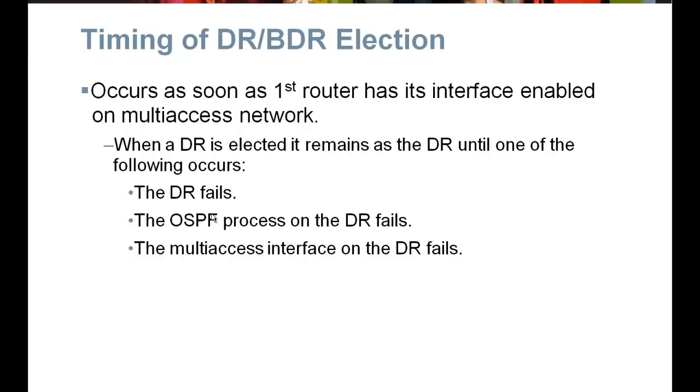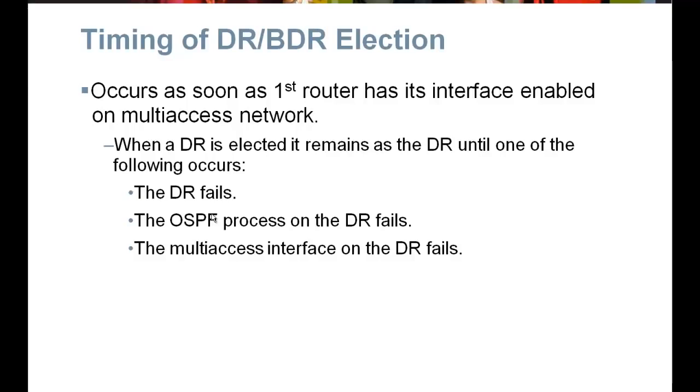I can change his priority to 10 or anything, something higher, but it won't happen because the election occurs right off the bat. And once a designated router is elected, he remains the designated router unless he fails, the entire router dies, or the OSPF process fails, like when I do the clear IP OSPF process, or for some reason the multi-access interface on the DR fails. So once elected, you're elected for life until you die, basically. Until something dies on that router. Either the router dies, the interface dies, or the OSPF process is cleared from that router.